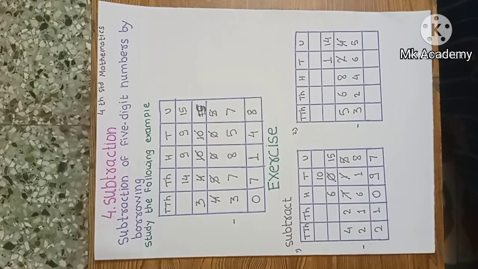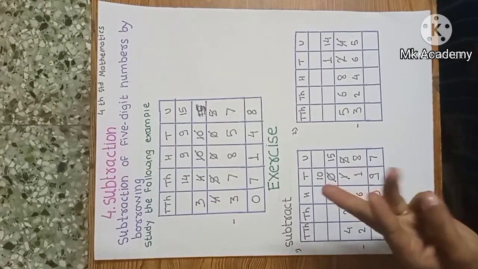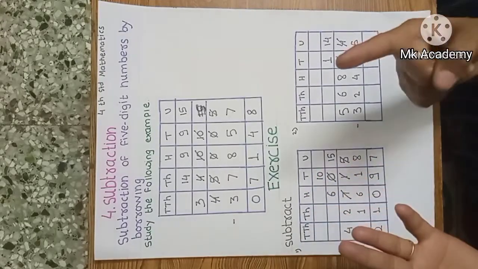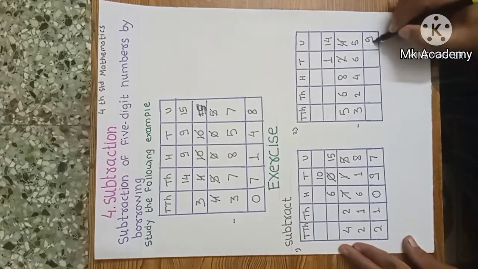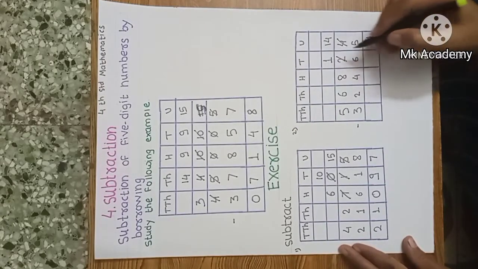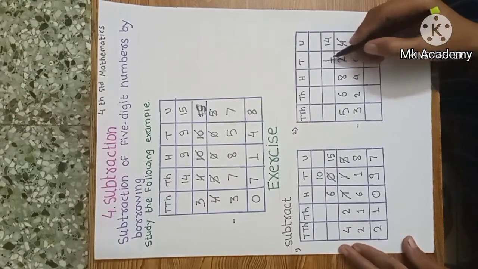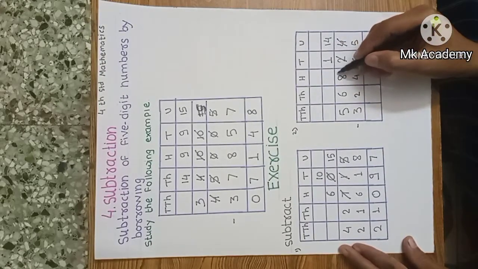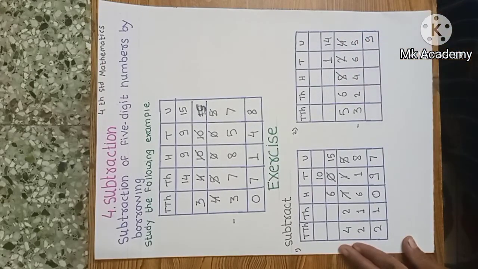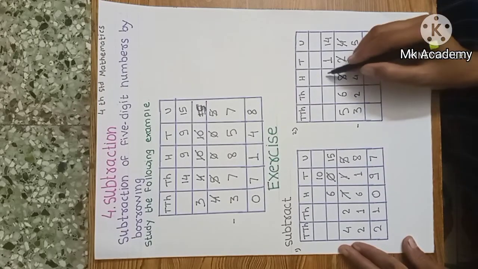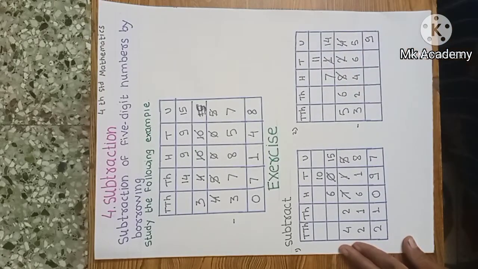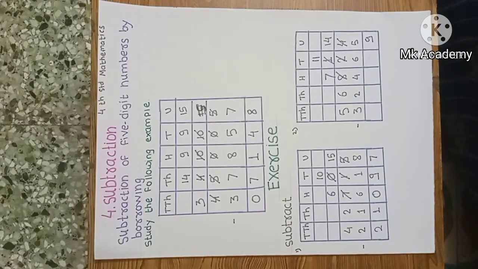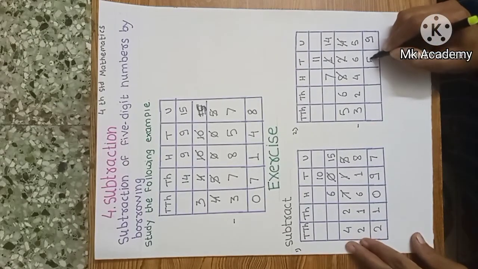Now 14 units minus 5 units. How many units remain? Let's count. 6, 7, 8, 9, 10, 11, 12, 13, 14. 9. Now 1 minus 6. This is not possible. Therefore, we borrow from hundreds. Here 800. We borrow 100. How many hundreds remain here? 7. Here we get 11. Now 11 minus 6. Let's count how many tens remain. Yes, 5.